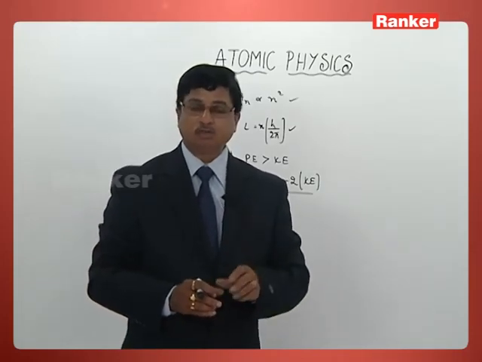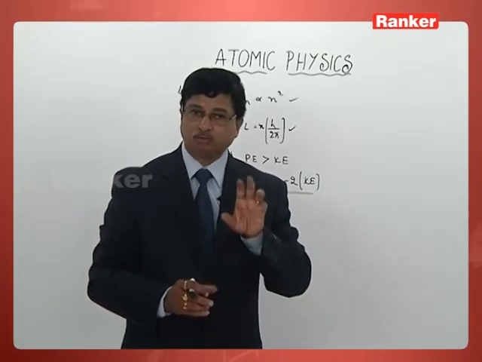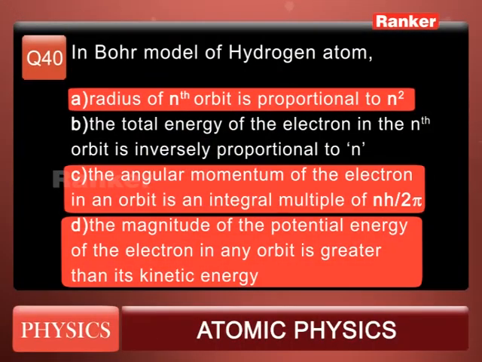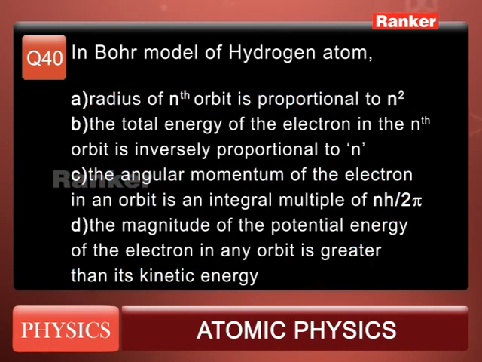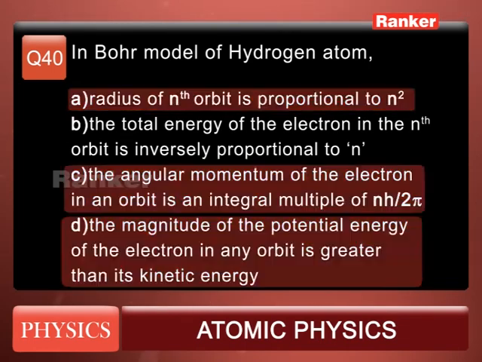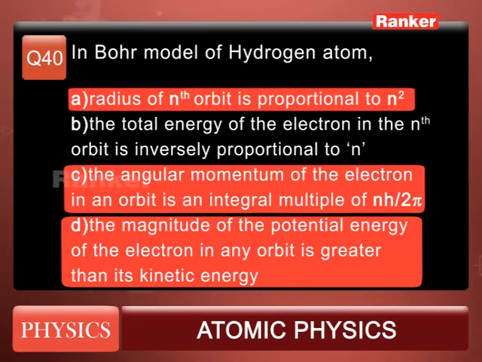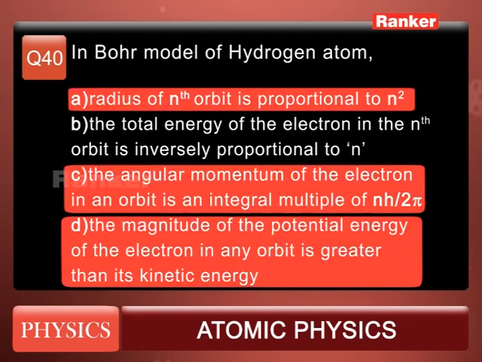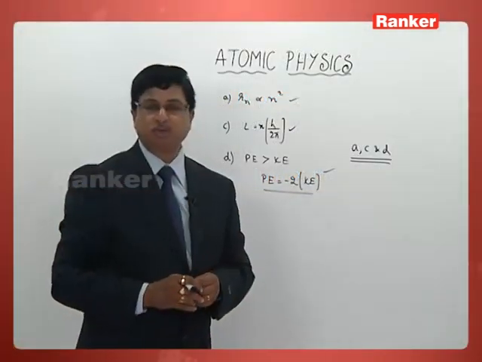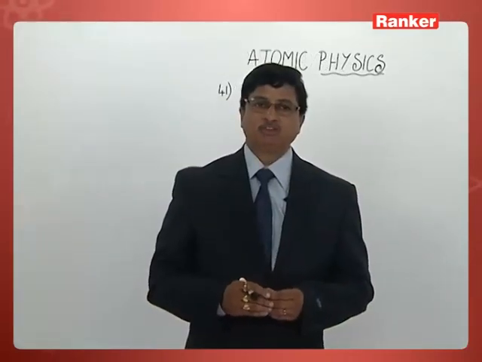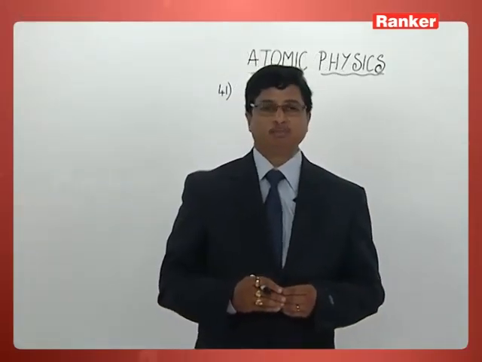That is the concept. So what are the correct options out of the four? A is correct, C is correct, and D also is correct. So the correct options you can write here are A, C and D. B is the only one which is not going to be true out of the total four options given. So this is problem number 40 that we had. Switch over to the next number, that is 41.